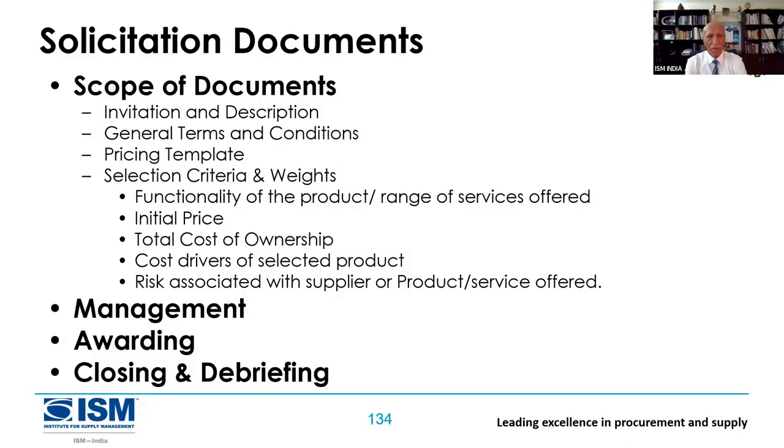Okay. So I'm just putting up a few of them. Functionality of the product. Functionality means, for the product you're looking at, what do you want this to do? What is the function? And what is the performance indicator? Give us a price, total cost of ownership. So they can give you price and TCO.